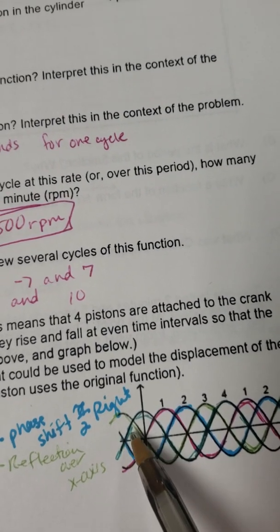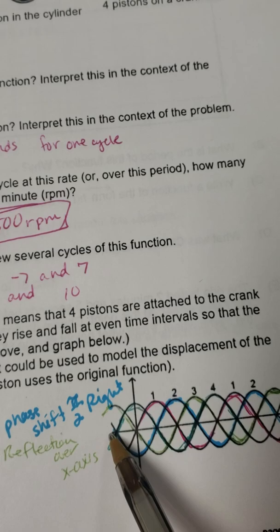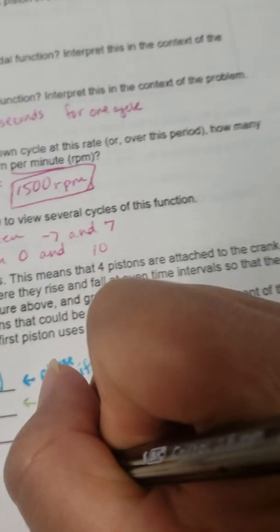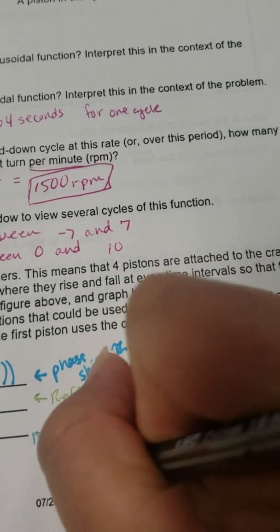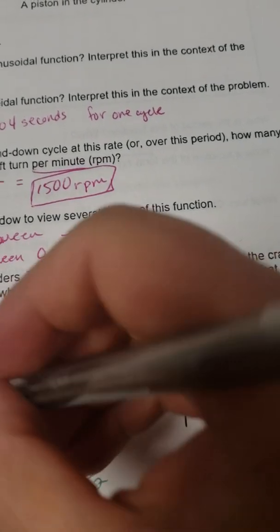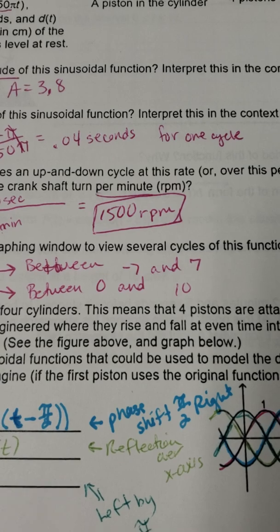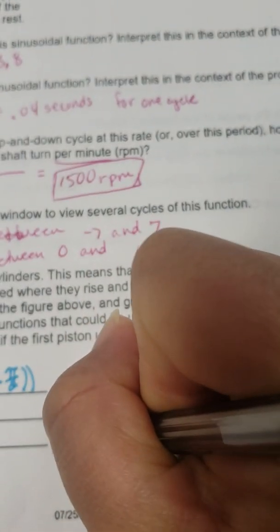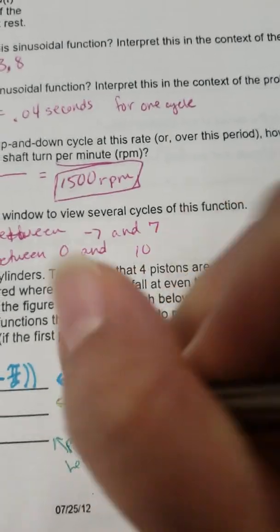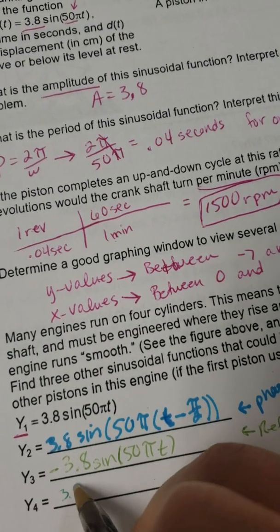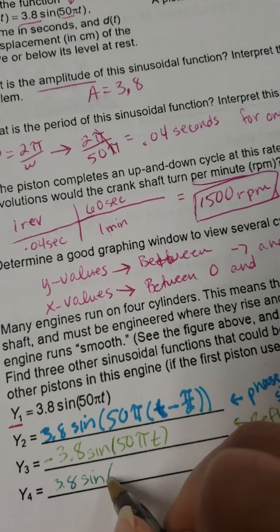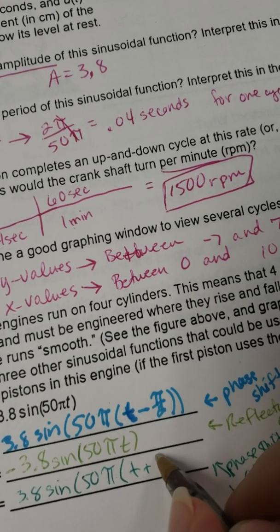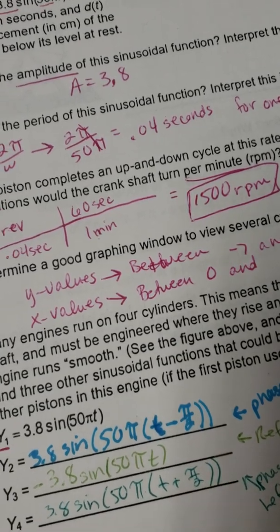Remember, going backwards is the opposite. So this one right here is going left by pi halves, which is a phase shift. Okay, so this is a phase shift by pi halves. So that means my equation is going to be 3.8 sine 50 pi, just like the first one, but we're going to do plus pi halves because remember that it's always opposite for that.